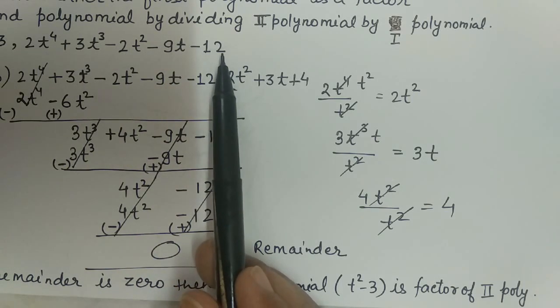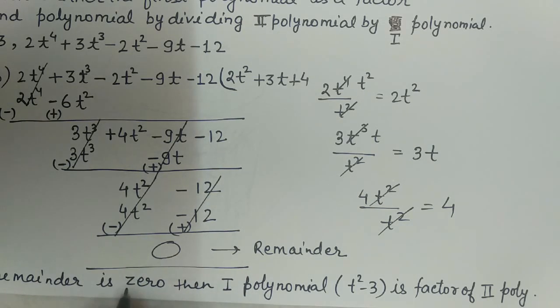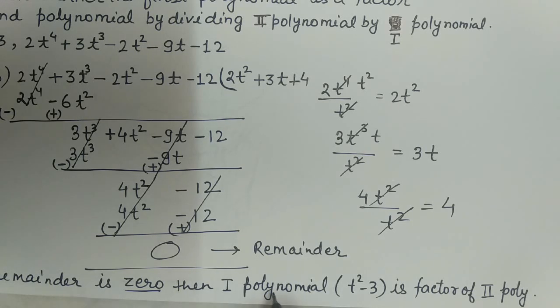Please note class that if you do not get a remainder of 0, then the first polynomial is not a factor of the second polynomial. अगर आपको रिमाइंडर 0 नहीं मिला तो फर्स्ट पॉलिनोमियल सेकेंड पॉलिनोमियल की फैक्टर नहीं होगी. अगर रिमाइंडर 0 मिलेगा उसी केस में फर्स्ट पॉलिनोमियल सेकेंड पॉलिनोमियल की फैक्टर होगी.